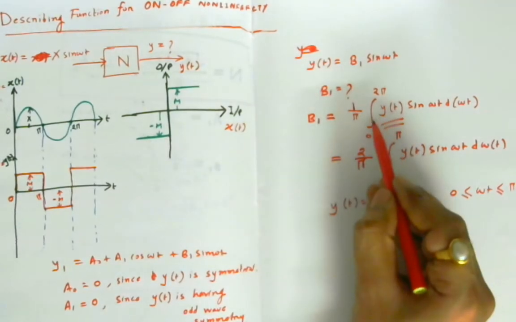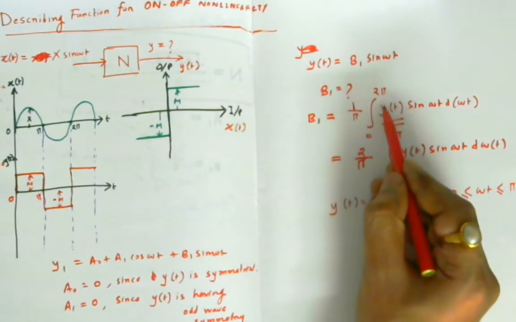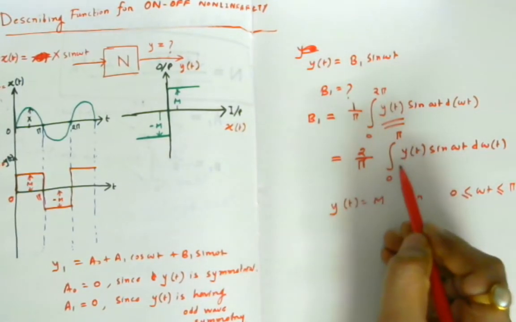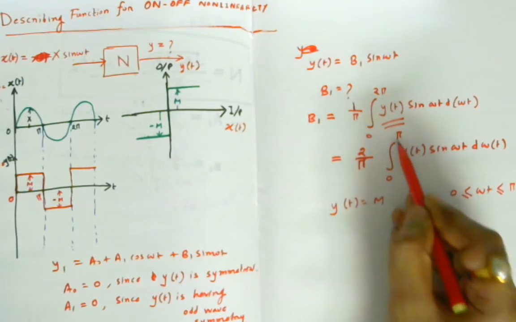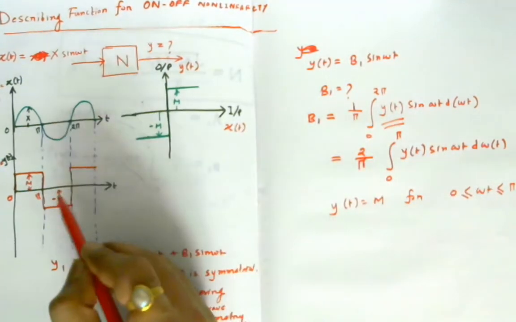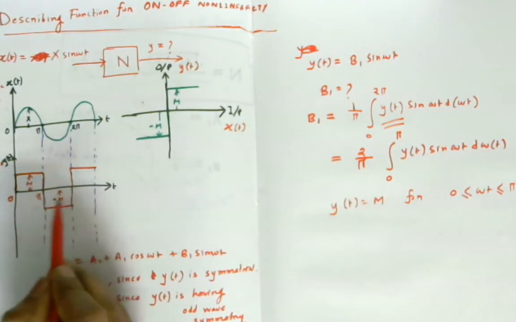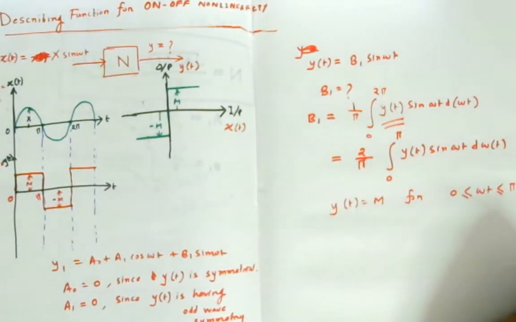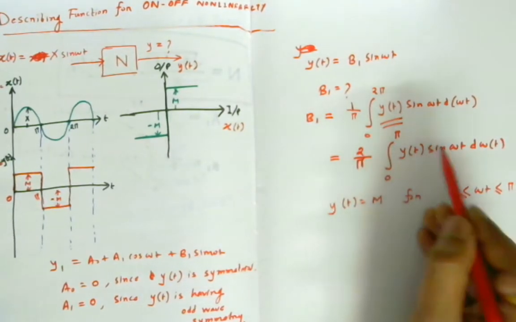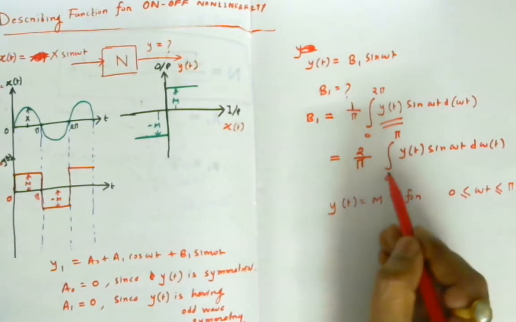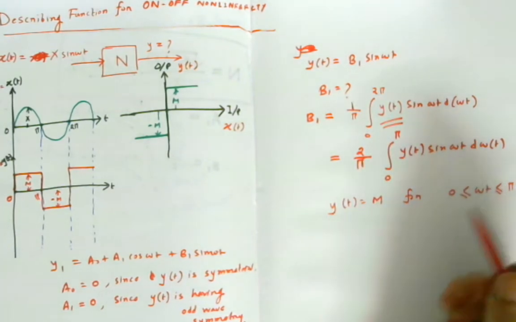You can also keep your integration 0 to 2 pi. In that case, you have to break the integration from 0 to pi and pi to 2 pi, where from 0 to pi it is plus m and from pi to 2 pi it is minus m. Thus the result will be the same, but I am reducing the computation of the integration using mathematics.